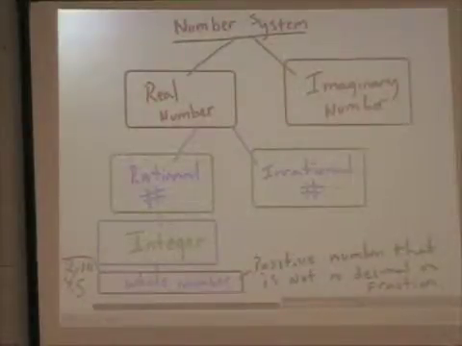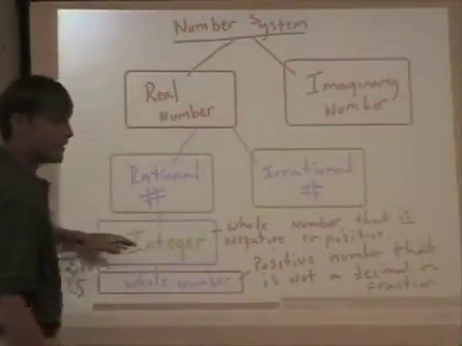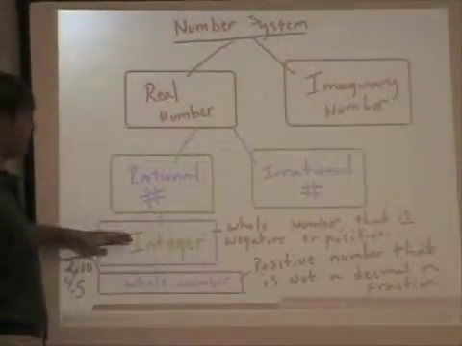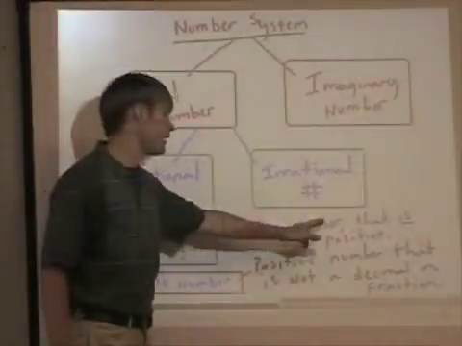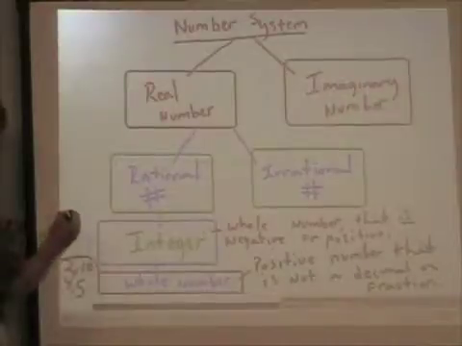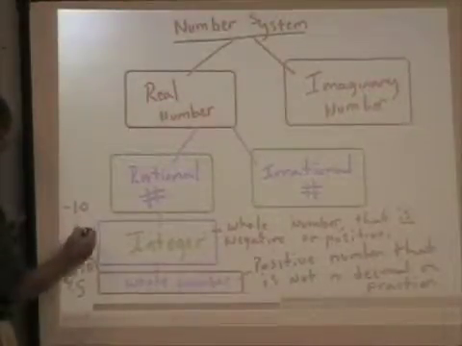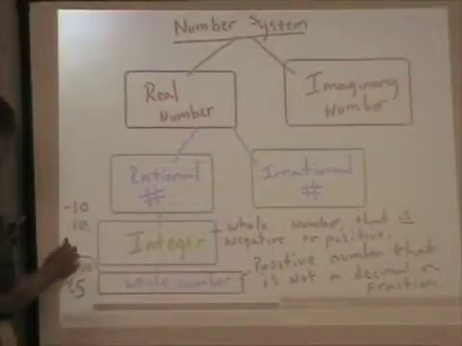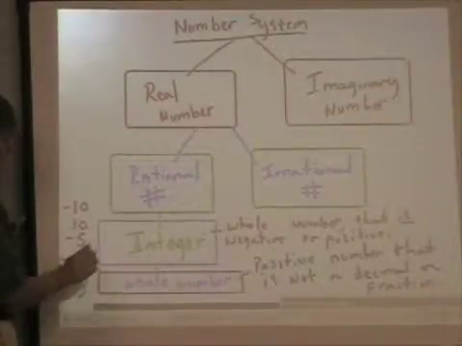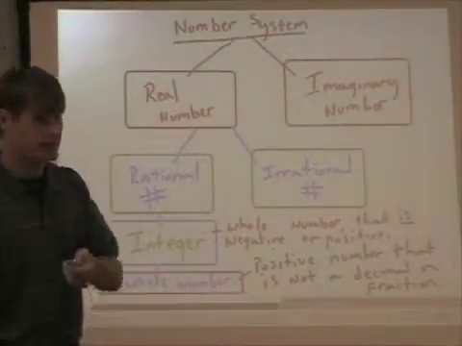Okay? Now, the next thing we're going to talk about is an integer. Alright, so an integer is our next classification. And it's a whole number that is negative or positive. So an example of that would be negative 10. Another example would be positive 10. Negative 5 or 5. All those are examples of integers.